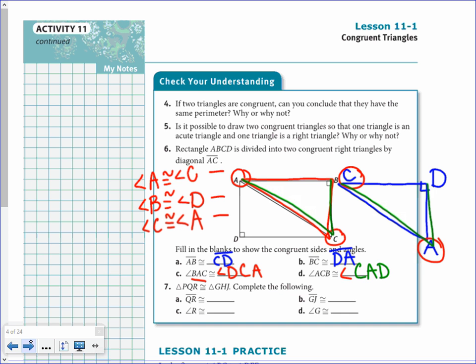For number 7, they don't give you a figure, but you don't have to have it. You can just look at this congruent statement, and you look at the order and the placement of your letters. So QR is going to be congruent to HJ, and then GJ is going to be congruent to PR. And then angle R is going to be congruent to angle J, and angle G is going to be congruent to angle P. If it helps you to draw your triangles, you absolutely can on those.